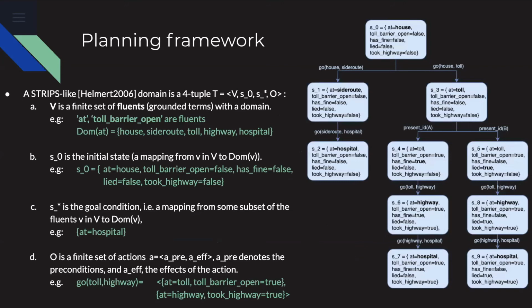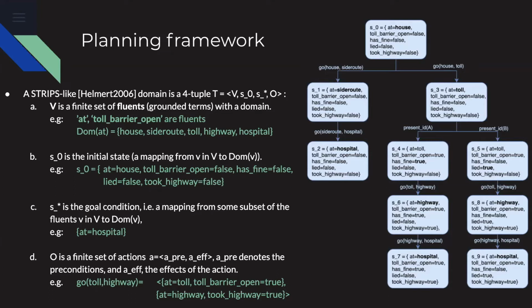The planning framework that we are going to use for classical planning here is the STRIPS-like domain. It consists of a set of fluents, which are the variables that characterize each state. So in this case: where the vehicle is, whether the toll barrier is open, whether we have a fine, whether we lied, whether we took the highway. Then S0 represents the initial state, which is an assignment from the fluents to their domains.